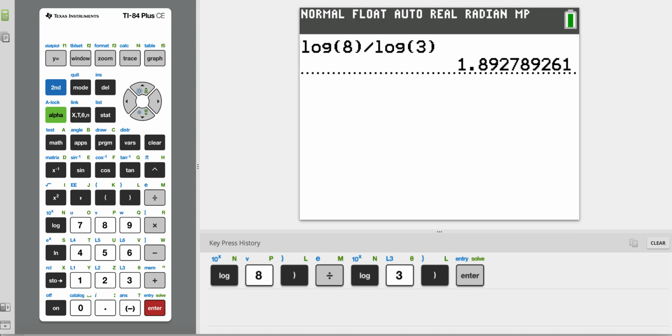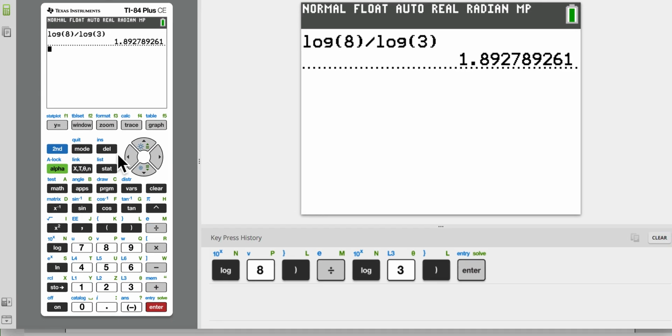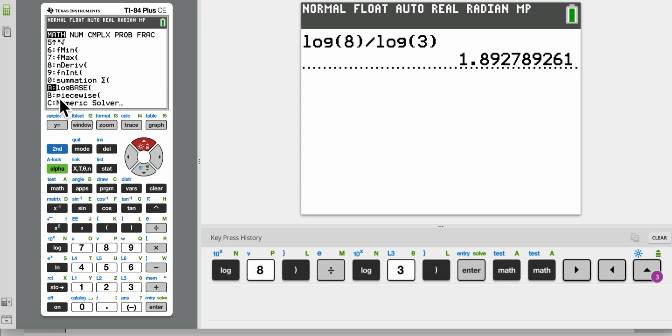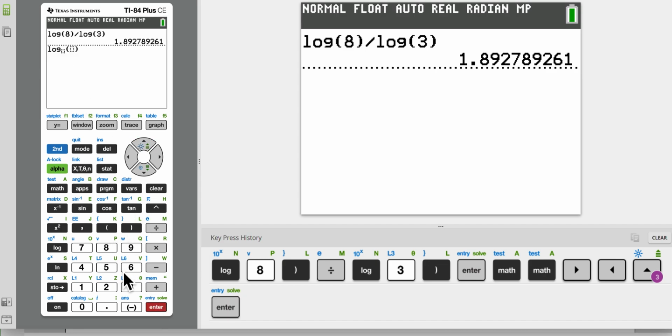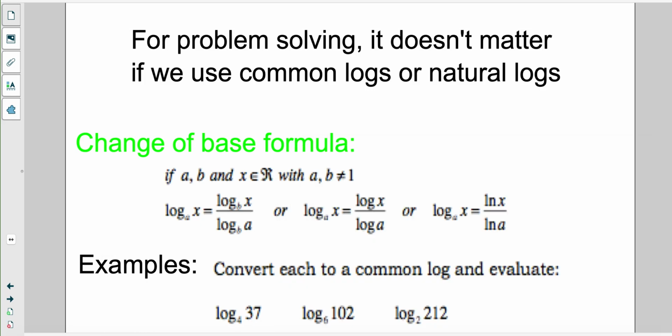So I'm going to show you a different way to do this as well. If you wanted to do this a different way, you can actually hit the math button. I'm not sure why it's not actually working over here. But there's a button that's called log base, and most of you will have it on your calculators. The TI-83s don't. But if you use log base, you can actually type in log in base 3 of 8, and you don't have to use the change of base formula. But you can see you'd get the same answer over here as well. So that will work as well.